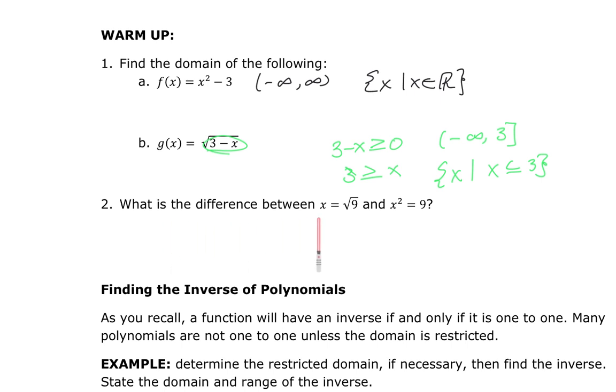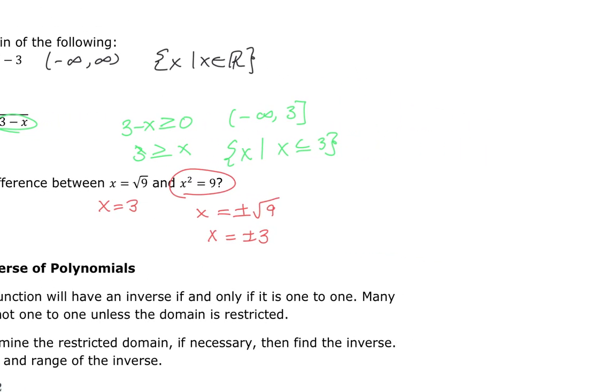The next one, what is the difference between x is equal to the square root of 9 and x squared is equal to 9? Well, when x is equal to the square root of 9, the answer here is just x is equal to 3. However, with this one, when I take the square root of both sides, I'm always told that I have to do x is equal to the plus and minus the square root of 9, so x has to be plus and minus 3.